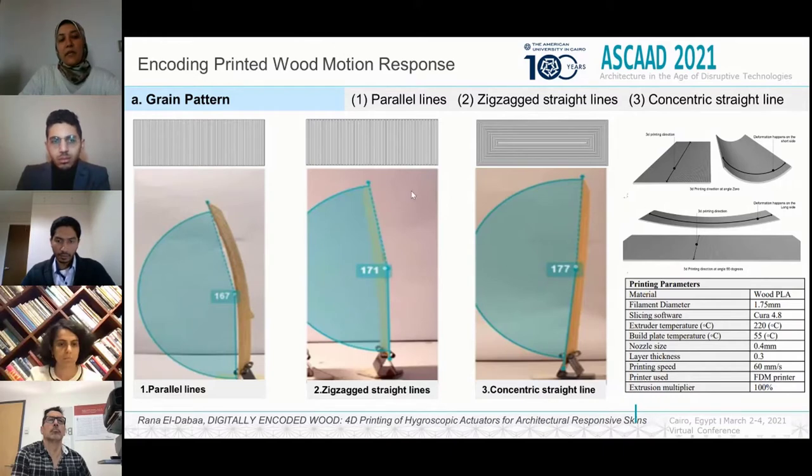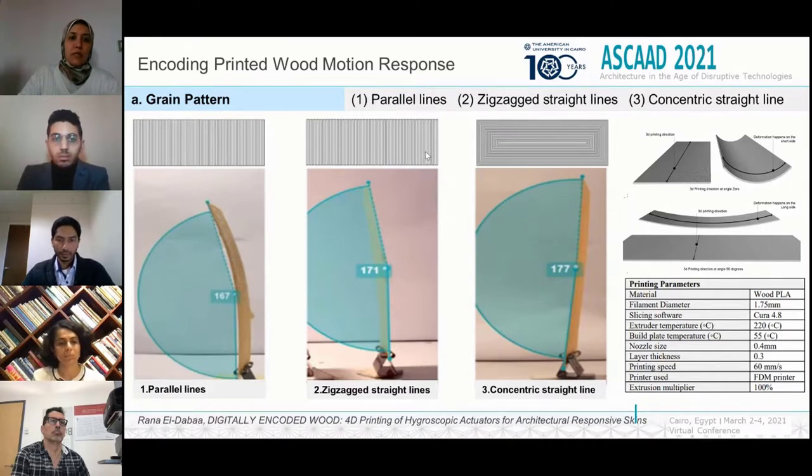Comparing these angles to the natural wooden sample, it was shown that the grain orientation with the parallel lines should have the same behavior as the natural wood motion, but with lower angles of curvature, while the other two cannot be compared to natural wood as they are not actually found in nature. So this gave us the ability to make new grain orientations and control different passive motion morphologies.